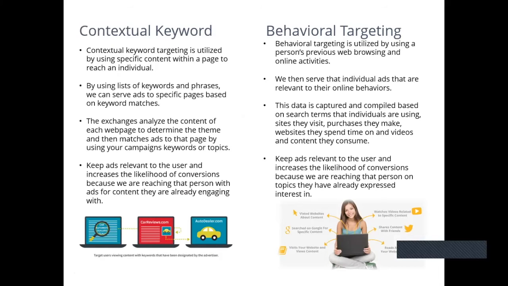In display advertising, we also utilize contextual keyword targeting, which is utilized by using specific content within a page to reach an individual. By using these lists of keywords and phrases, we can serve ads to specific websites based on those keyword matches. How this works is the exchanges analyze the content of each web page to determine the theme of that website, then match your ads to that page by using the campaign keywords that you have curated.